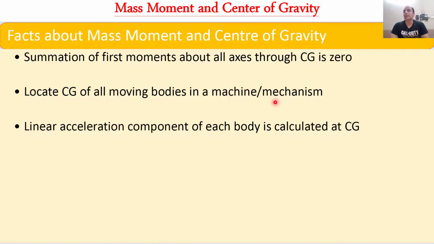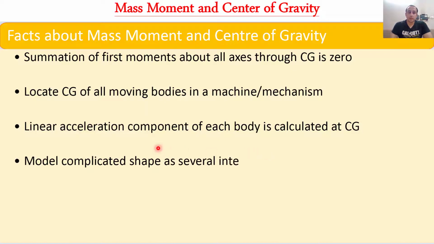So these are different facts, some of which we know and some of which we will apply while carrying out the dynamic analysis. So what are the steps? Number one, we need to locate the CGs of all the parts, all the links, all the bodies which are actually making the machine or mechanism. And at those CGs, the linear acceleration which we calculated in the kinematic analysis will act.